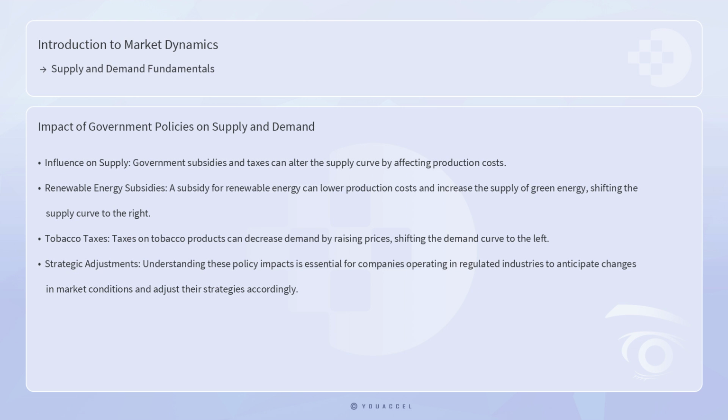Government policies also play a critical role in influencing supply and demand. For example, subsidies and taxes can alter the supply curve by affecting production costs. A subsidy for renewable energy, for example, can lower production costs and increase the supply of green energy, shifting the supply curve to the right. Similarly, taxes on tobacco products can decrease demand by raising prices, shifting the demand curve to the left. Understanding these policy impacts is essential for companies operating in regulated industries, as it allows them to anticipate changes in market conditions and adjust their strategies accordingly.